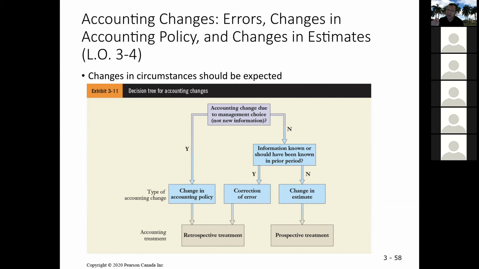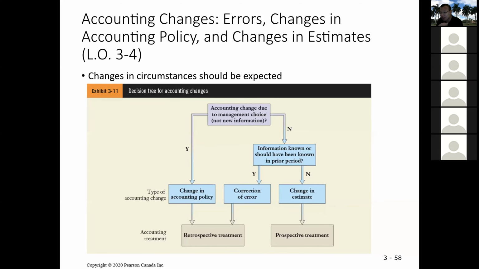So I have to change my default rate from 1% to 3%. This is because of new information, right? The market gave new information to the manager, and the manager has to react to it to make the change. So this change is because of new information. That's why we call it a change in estimate, okay? If this information is not new, they made an error before, right? Then it's called correction of error.